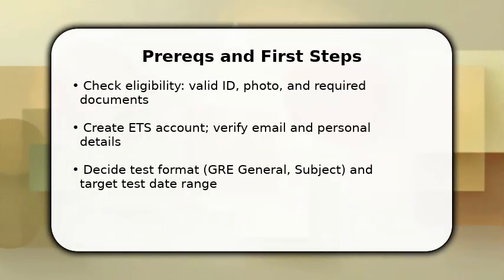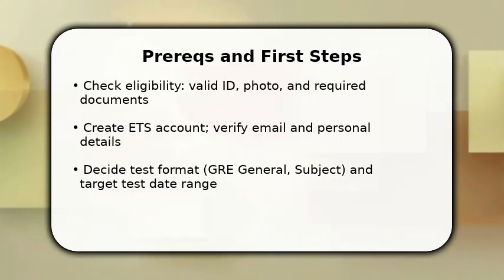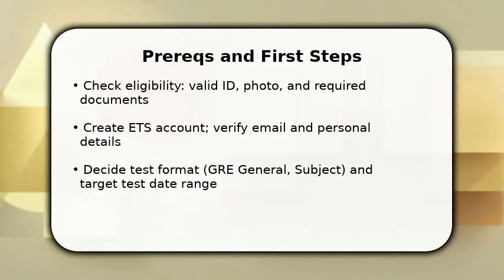You start by confirming eligibility and gathering your ID photo. Create or sign into your ETS account because that's where everything lives. Once done, choose the GRE type and a rough date range that fits application deadlines. This narrows options and avoids back and forth. Make sure your name matches ID exactly.